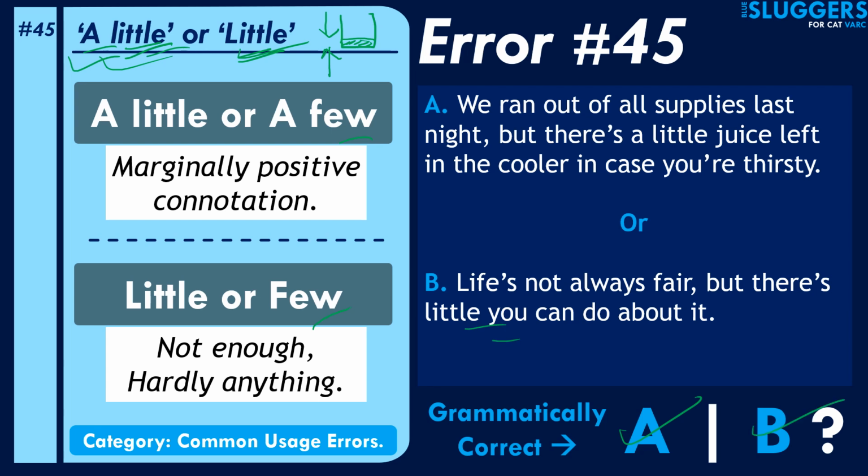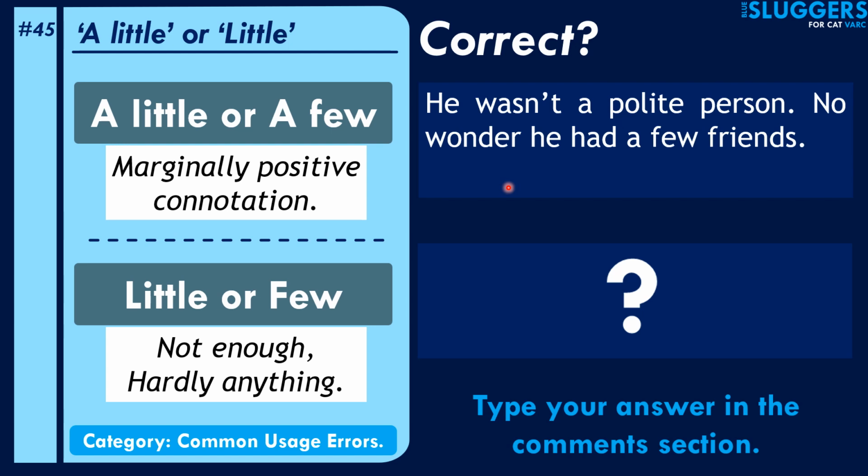Okay, guys, so try this example by yourself. It says: he wasn't a polite person. No wonder he had a few friends. Well, I know it's not a single sentence, but you can still try and see if you can spot the error in the second part.